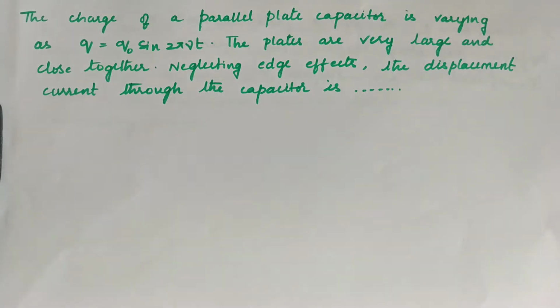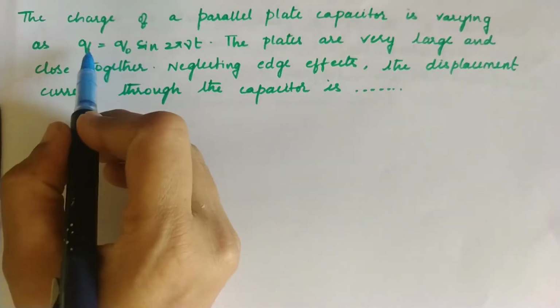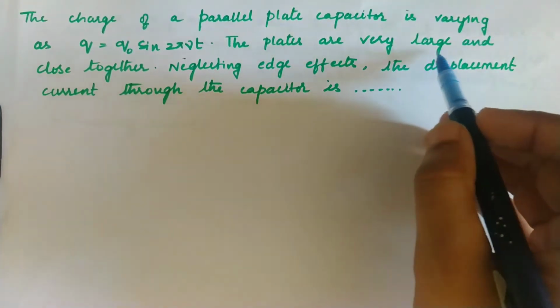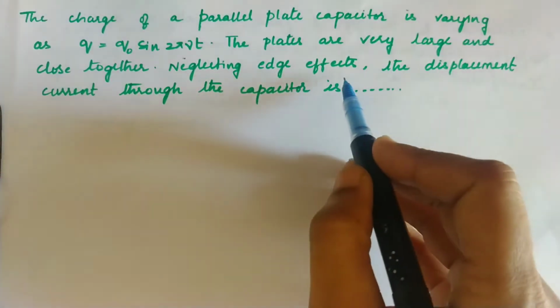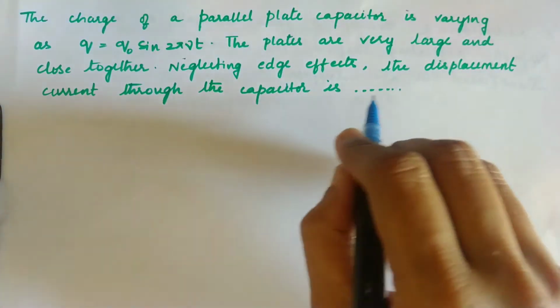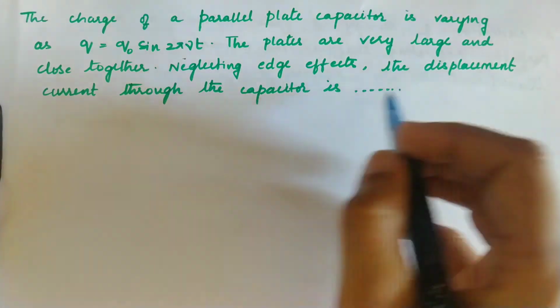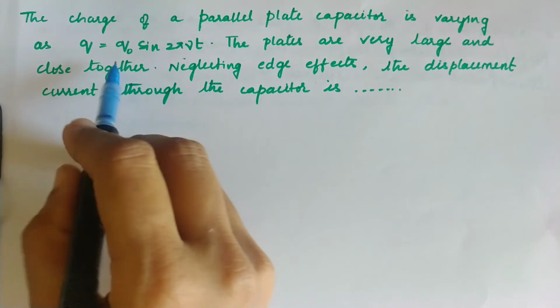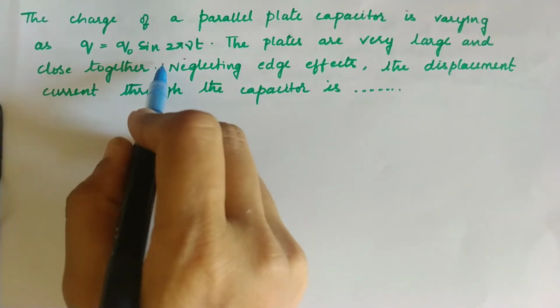So here the question is, a charge on the parallel plates of a capacitor is varying according to the relation. So you can see that charge is sinusoidally varying with time. And then the plates are very large and close together, neglecting the edge effect. That means we are neglecting the fringing effect of the capacitor, and we are asked to determine the displacement current. Okay, we know displacement current is because of the change in charge on the capacitor.